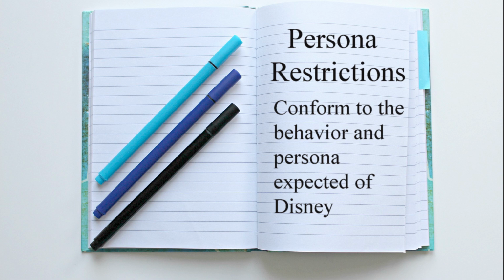Persona restrictions. Often Disney stars are asked to play a certain character in a show. They will expect you to conform to the behavior and persona expected of Disney to promote that persona. For example, if you play a popular girl in school in the show, they may not want you saying negative things in public about popularity. This can extend to clothing and which media outlets you grant interviews.